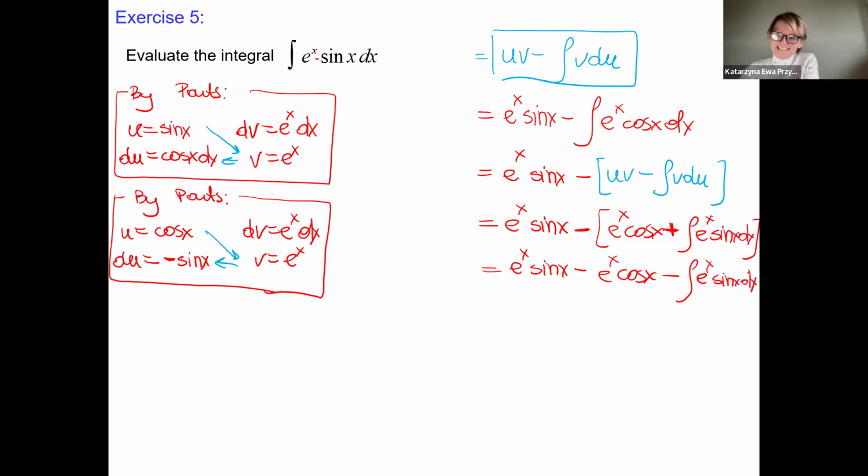Actually, what do we see? e to the x sine of x dx. We did integration by parts twice, and what we see is the same original integral. We didn't really go far with this. Okay, we kind of get back. Displacement is 0. We get back to the original point.